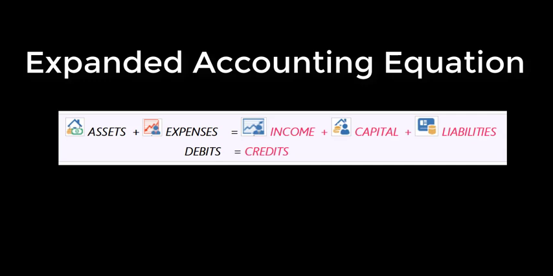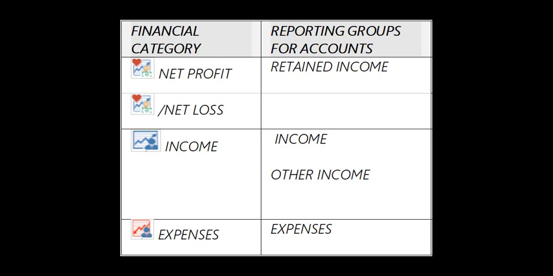Let's look at that in more detail, starting with the income statement. We've got two main types of accounts. Income accounts, which can be income, which is the revenue generated from the sale of goods and services, and then other income, which is revenue from ventures and activities outside our normal trading. Expenses are those generally incurred in the normal business activities. And then these two are combined into a net profit or a loss, and that is moved to the retained income in the balance sheet.